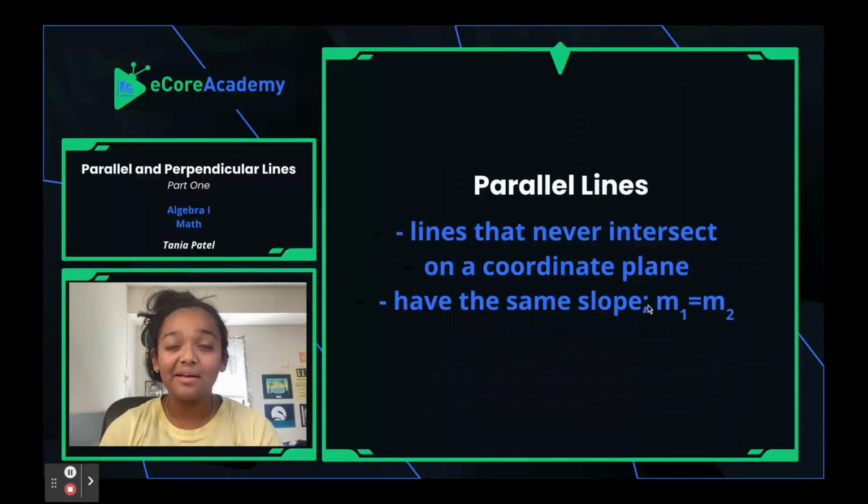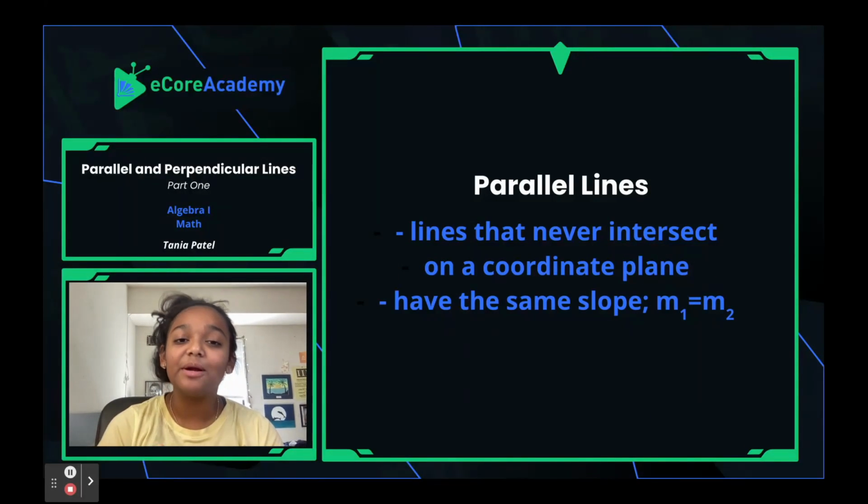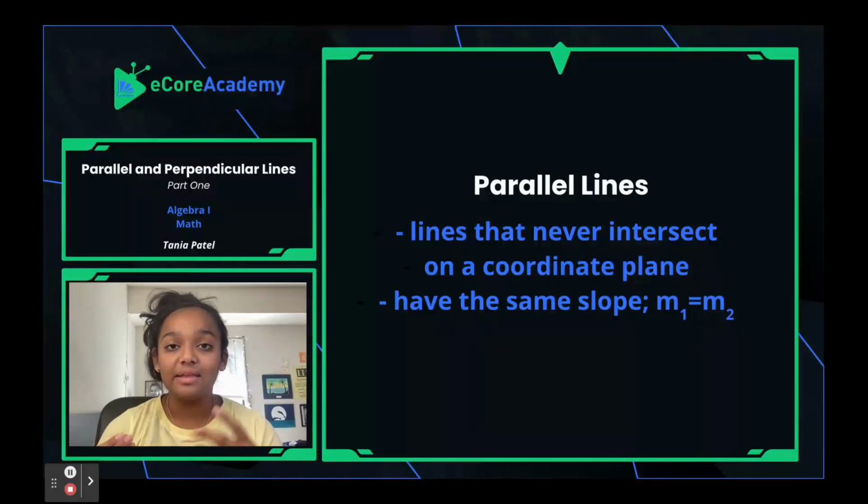So you may be wondering, Tania, what even are parallel lines? Parallel lines are just lines that will never intersect on a coordinate plane. They have the same slope, and that just means that the m value of both of their linear equations are equal to one another.